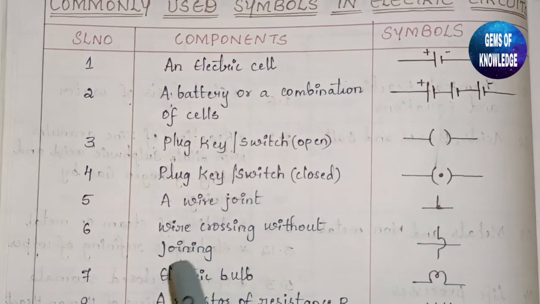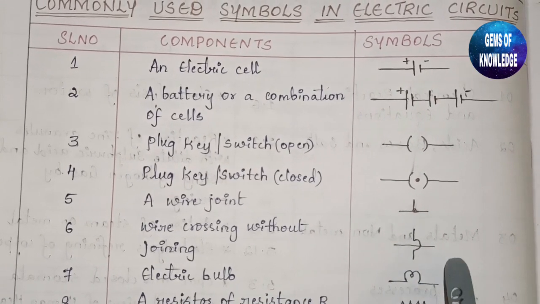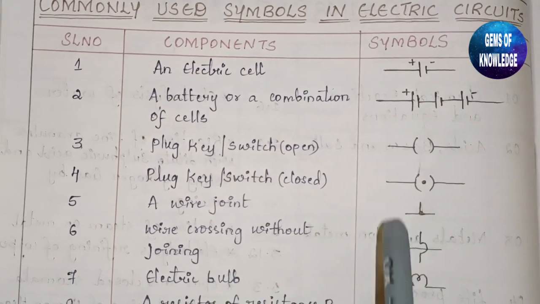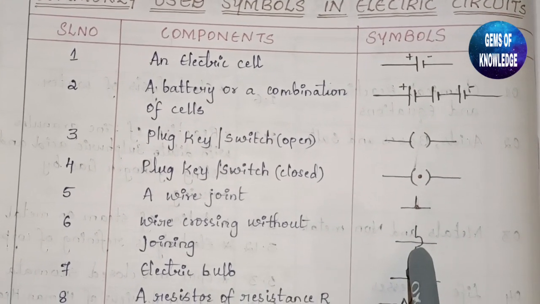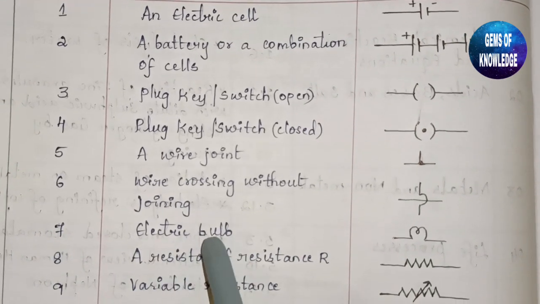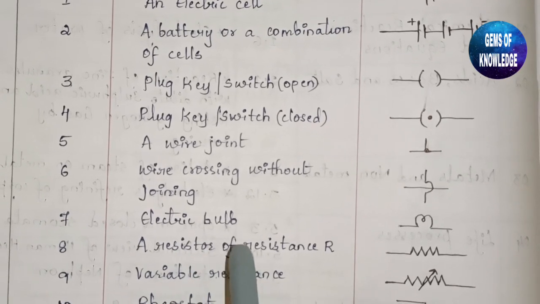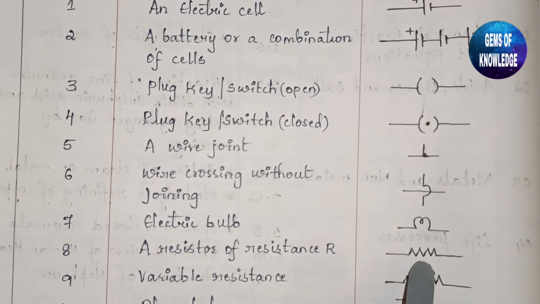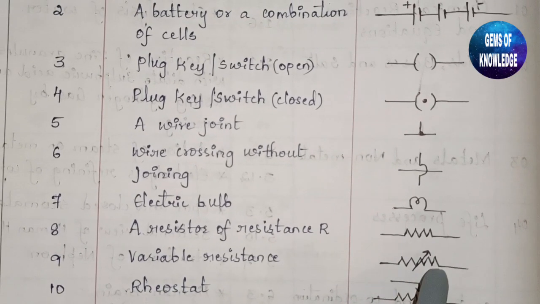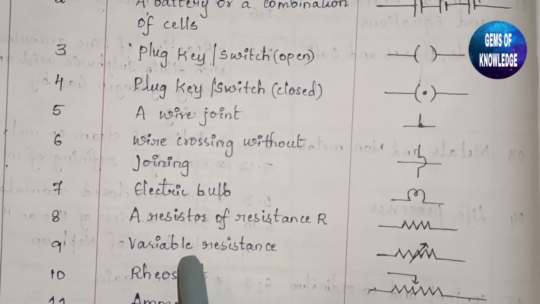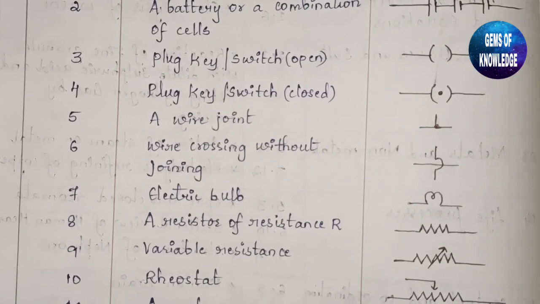Next, wire crossing without joining. You can see one wire is moving from below and the second wire is jumping over it, like you can see a small arc present here. That is the wire crossing without joining. Next comes electric bulb. Your electric bulb can be shown with this shape. Next is a resistor of resistance R. Resistance can be shown like this. Variable resistance has one arrow mark on the resistance, which means you can change the resistance.